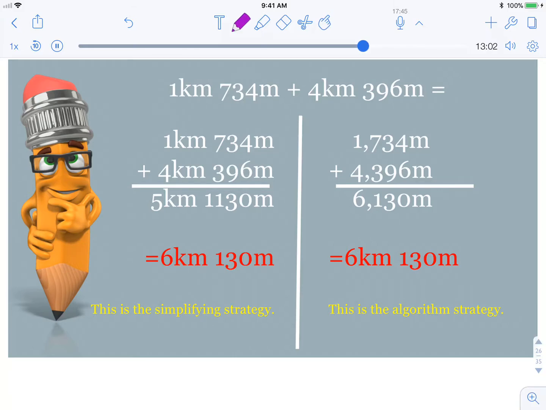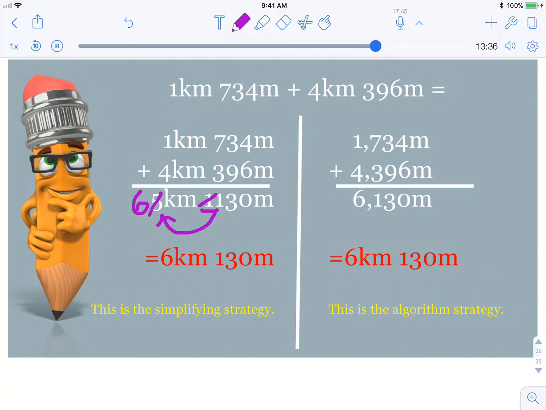This is the simplifying strategy. Now the problem is, if you look closely, I have 1,000 meters. Well, 1,000 meters is the same as 1 kilometer. So if I take off my 1,000 and I move it to the left, I carry it over, my 5 is going to become a 6. So that leaves me with 6 kilometers, 130 meters.